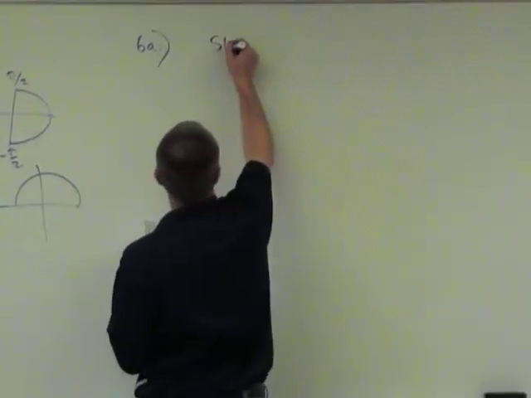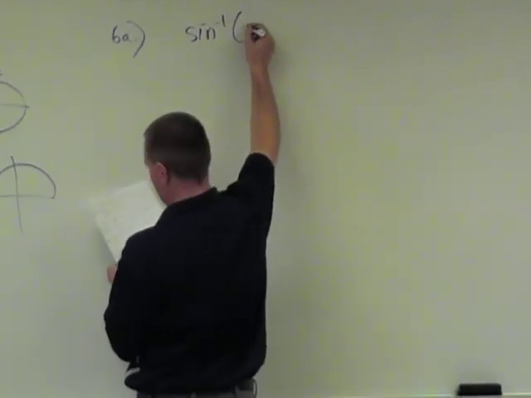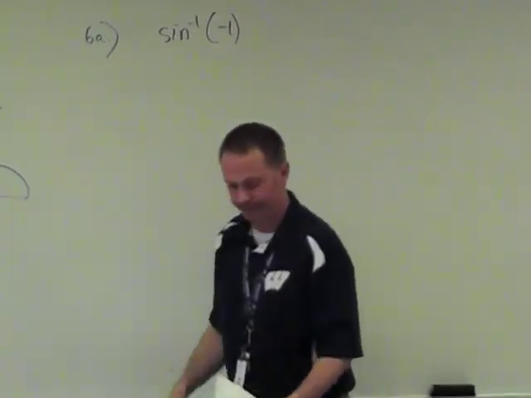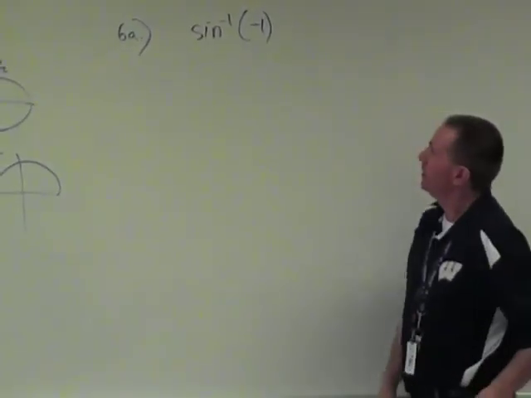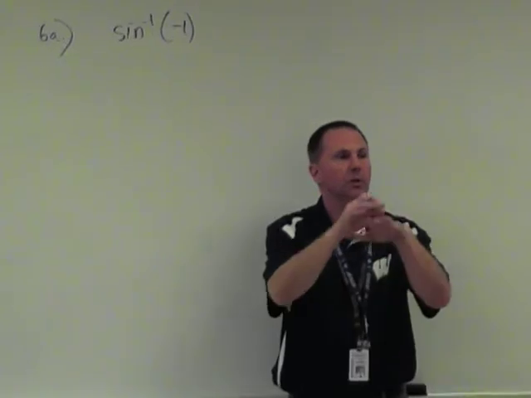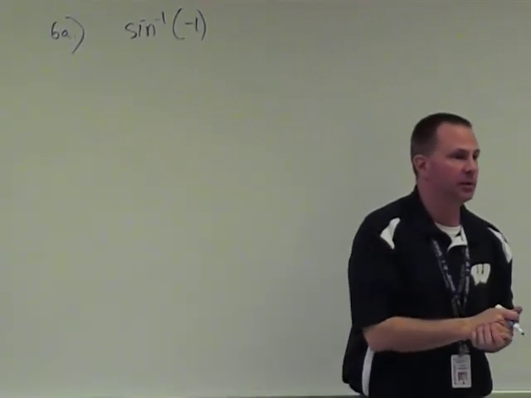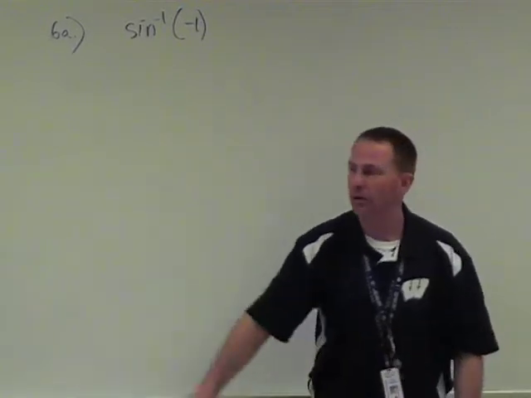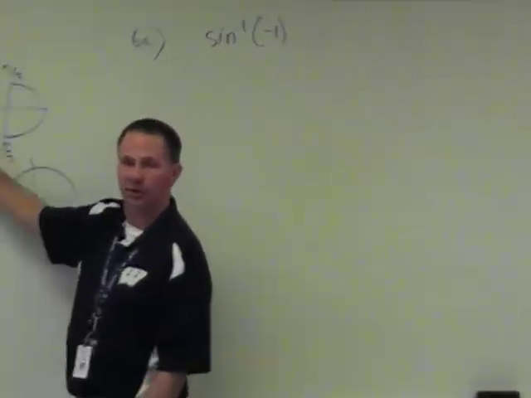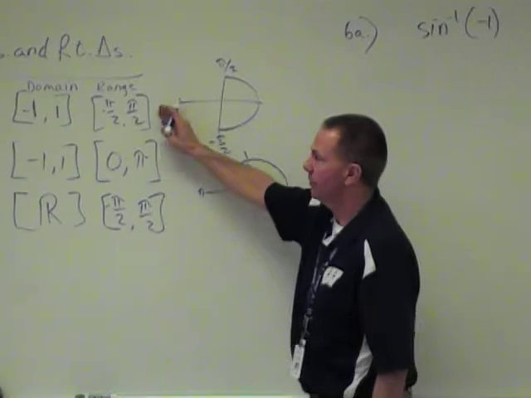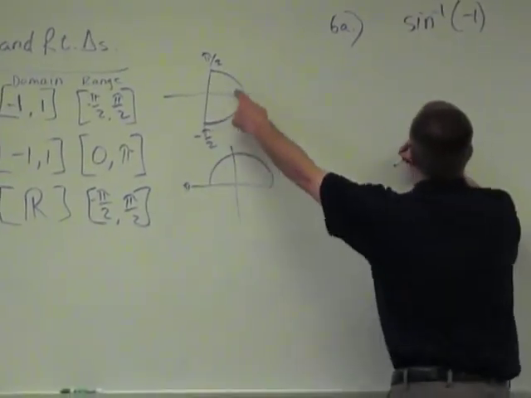Okay. The arc sine of -1. First, let me ask you, where are we at? Which quadrants are we going to use? First and fourth. Okay, so we'll just use this one.